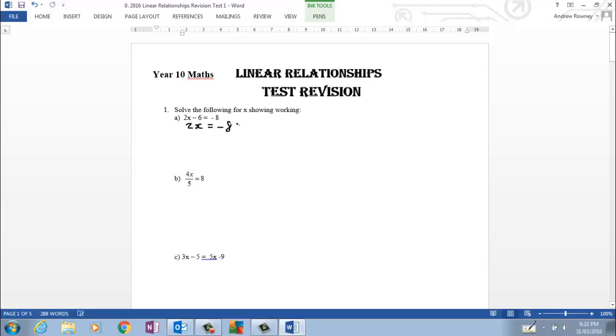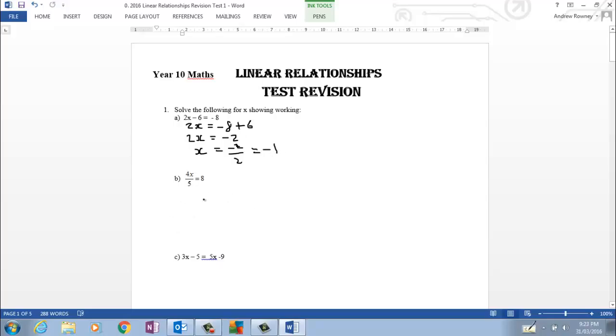So that's minus 8 plus 6, and that is equal to minus 2. Now we need to get rid of the 2 onto the opposite side. Opposite of times 2 is divide 2. Minus 2 on 2 is equal to minus 1, and that's the answer for x.